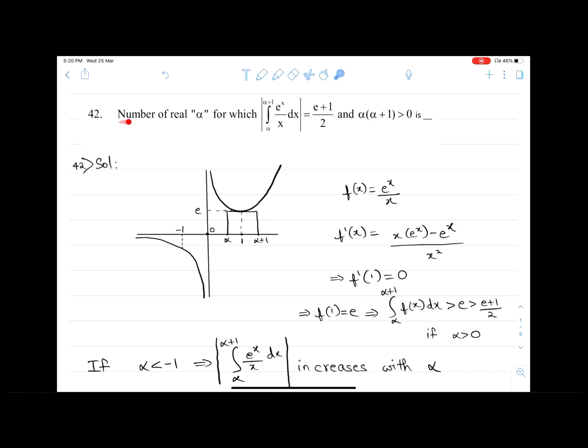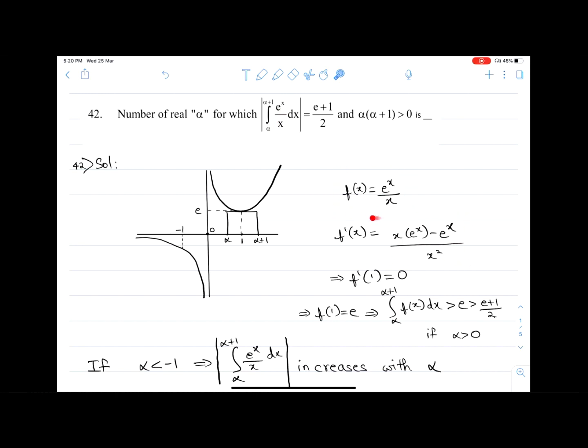And one more thing, whenever he is asking the number of real alpha, one hint you need to get is that you need not solve for alpha. You just have to identify the number of values of alpha. So the graph may help you most of the time. So we will go for solving it. The e power x by x function, I will try to draw it first. f of x is equal to e power x by x.